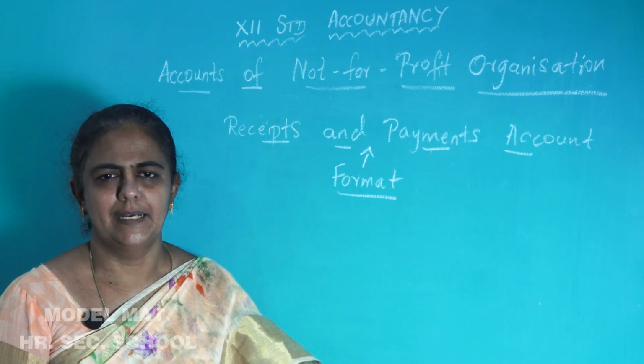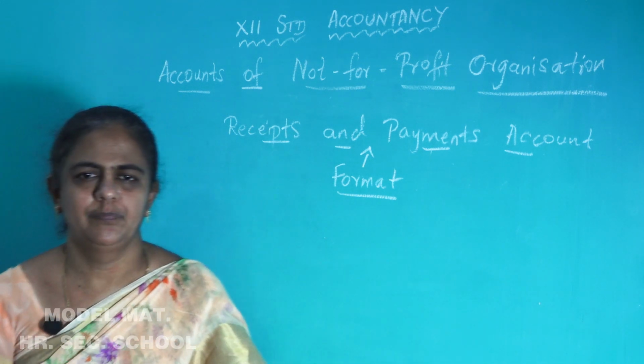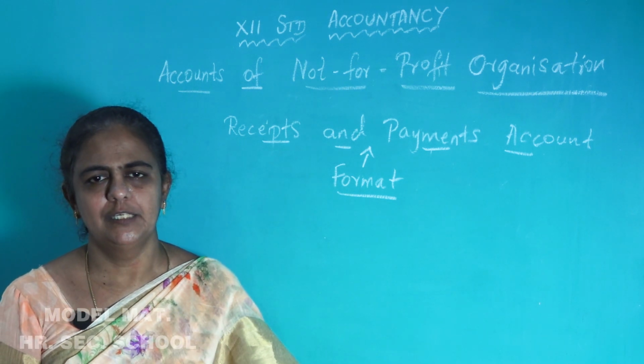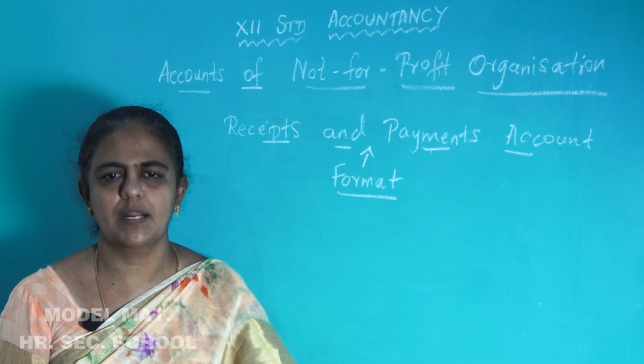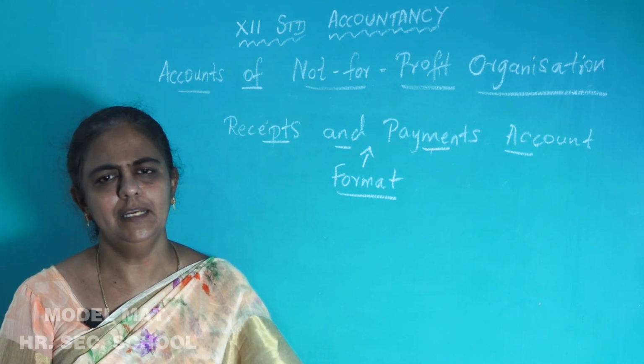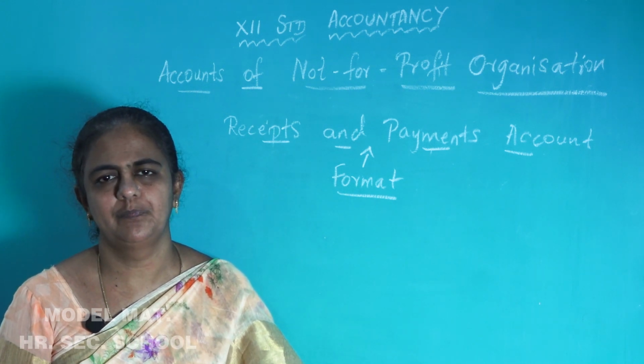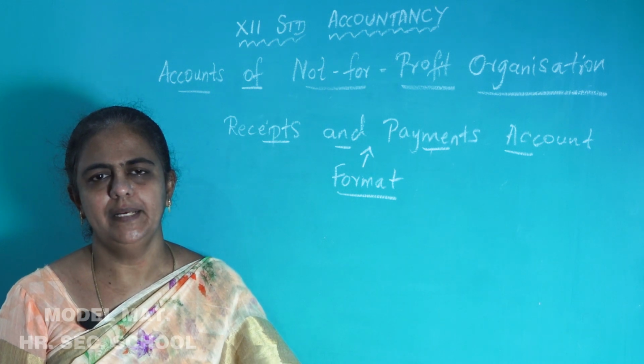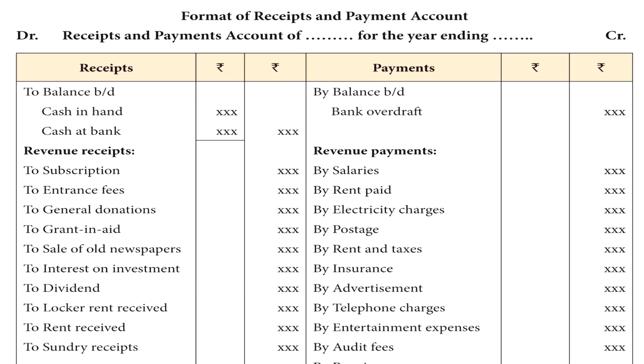Is it clear? Now I will show you the format. Just look at the screen and see what items are entered there. Understand the format, read the format, then we can go to the sums. Format of receipts and payments: debit side receipts, credit side payments. The first item is to balance brought down, that is cash in hand and cash at bank.